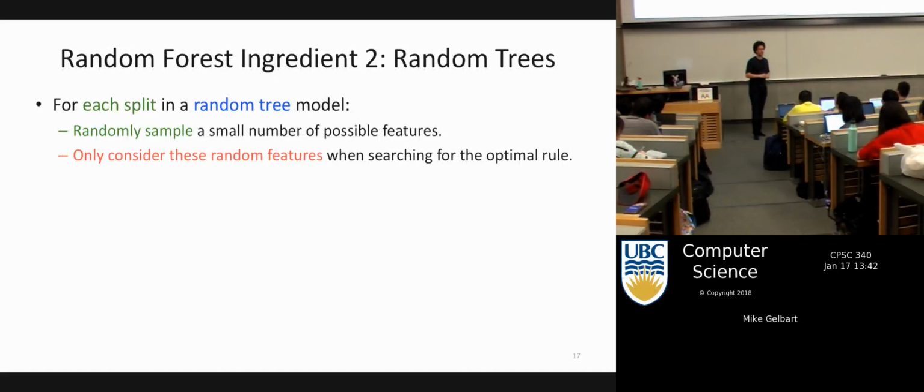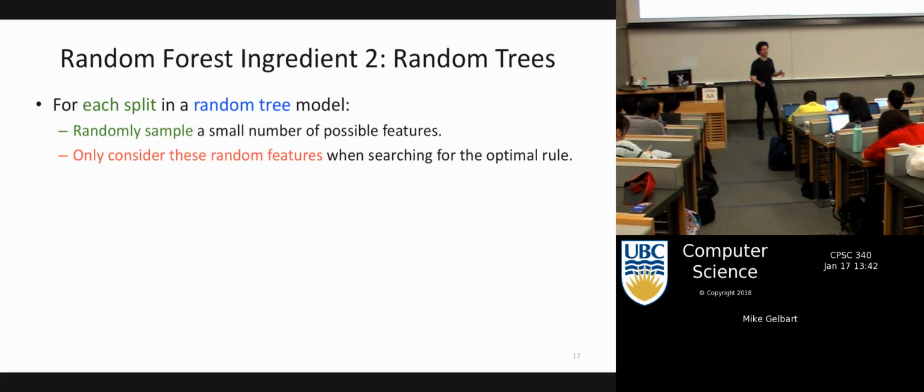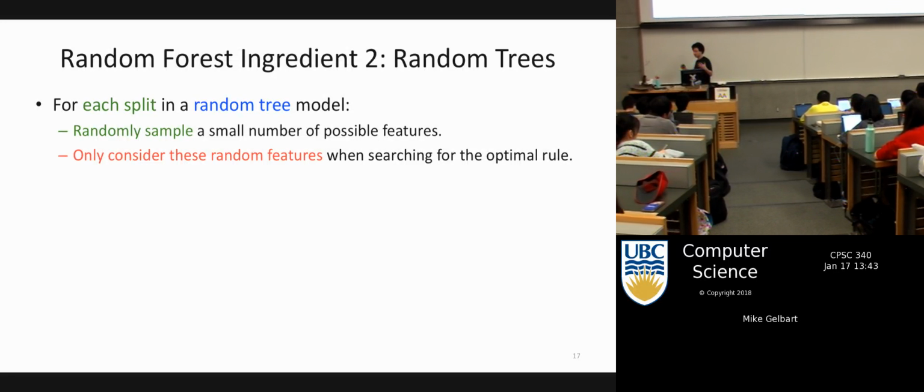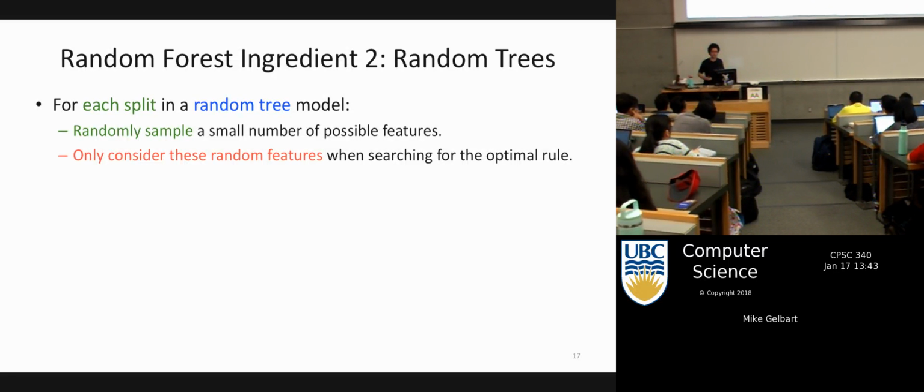So now, even if you were on the same data set, each tree would be different because you're randomly restricting yourself in this way. And you're also using a different data set. So you have these two sources of randomness which work together to make the trees different enough that averaging them is a good idea.